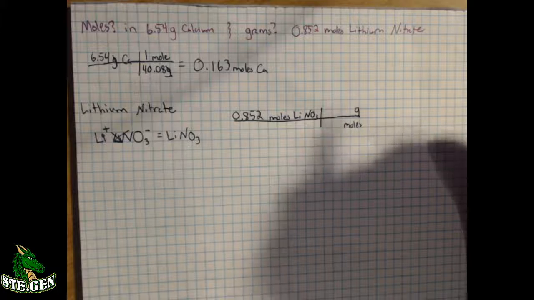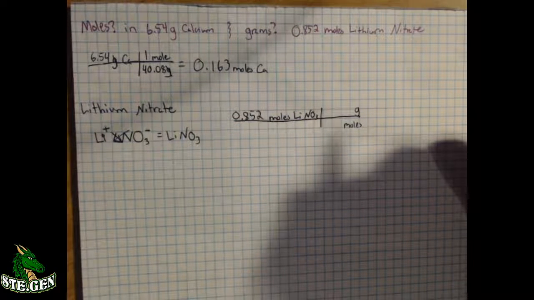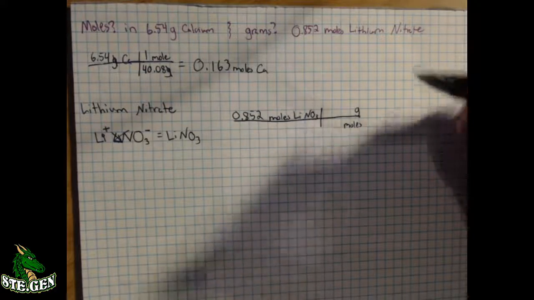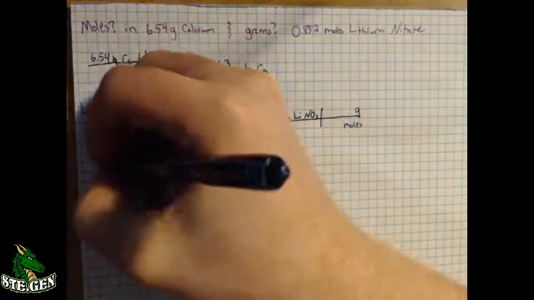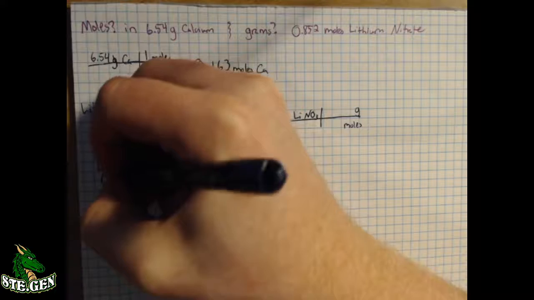And the way we do that is by using the molar mass or the formula weight. But we can't just look up on the periodic table lithium nitrate's mass. We instead are going to have to combine together the masses of all of the pieces. So this is where that molar mass worksheet kind of becomes important. So we've got Li, we've got N, and we've got O.